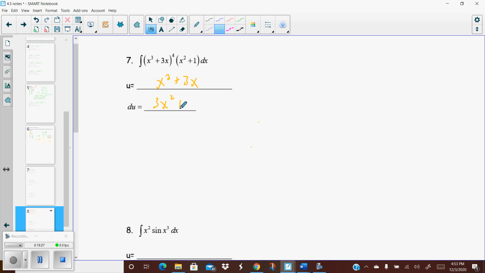So that'll be 3x squared plus 3 dx. So I'm just skipping that du over dx and multiplying the dx to the right. Just makes it one less step that I can solve for dx. So it'll be du over 3x squared plus 3. So now let's go ahead and take our integral. So that's going to become u to the 4th times x squared plus 1 times my new dx, which is du over 3x squared plus 3.